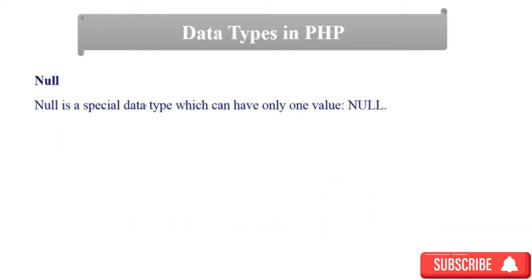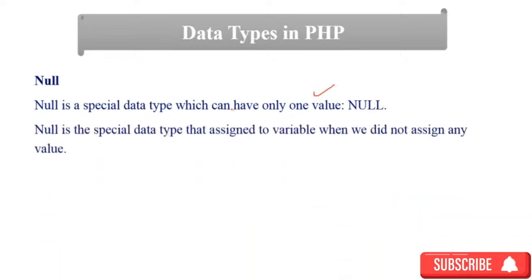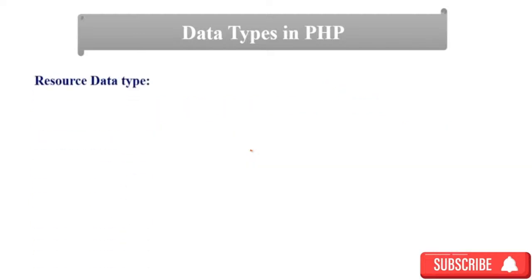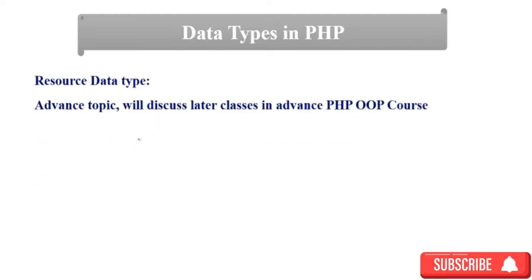So the null data type is a special data type which can have only one value, that is null. Null means nothing. Null is a special data type that is assigned to a variable when we did not assign any value. Null means no value is assigned to the variable. So this is a type of data that is included in the data types category in PHP. For example, we have a variable and its value is null. It means that we did not assign anything to the variable. We can also check information about this variable. And another is the resource data type. As we have discussed, it is an advanced topic, we'll discuss it in later classes in the advanced PHP OOP course.